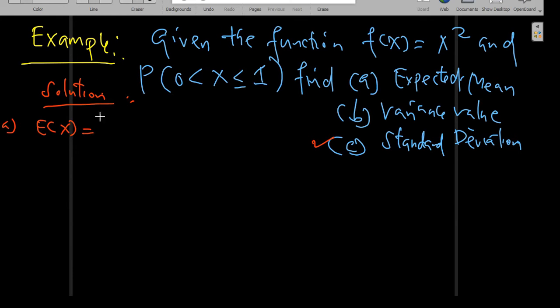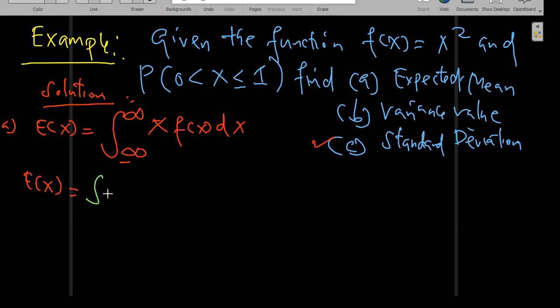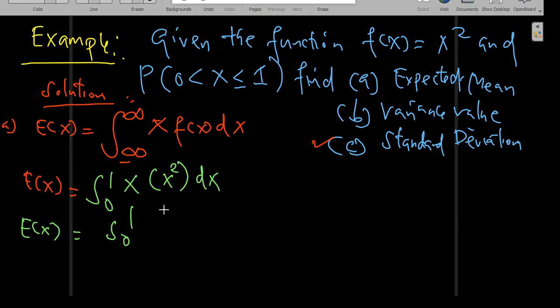Solution. The expected mean is given by taking the integral from negative infinity to positive infinity of x times the function f(x) dx. So the expectation of x, we set the limit from 0 to 1. Then we take x and multiply by the function of x, which is x squared, dx. So the expectation of x equals the integral from 0 to 1 of x cubed dx.